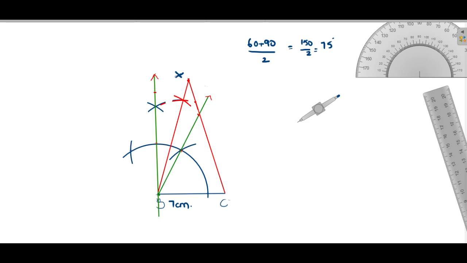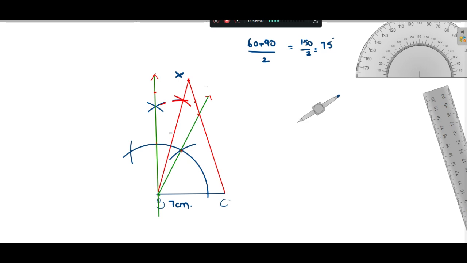Let this point be X, which is at a distance of 12 centimeters, because AB plus BC is 12 centimeters. We have marked this point X. We will join this X with C. As we have learned how to construct the perpendicular bisector, if we construct a perpendicular bisector for XC, we will get the vertex A of the triangle ABC.